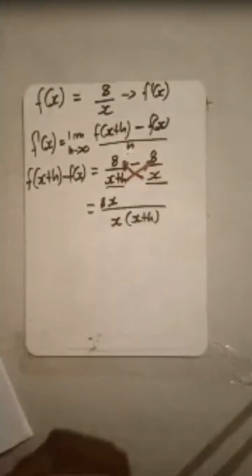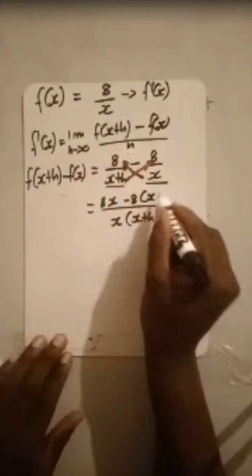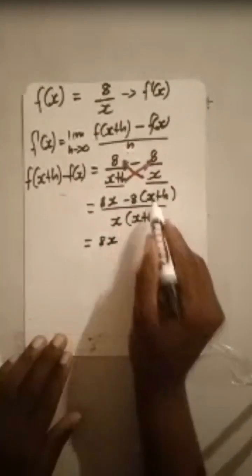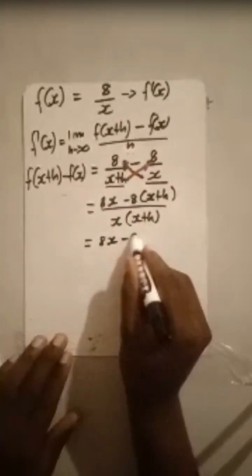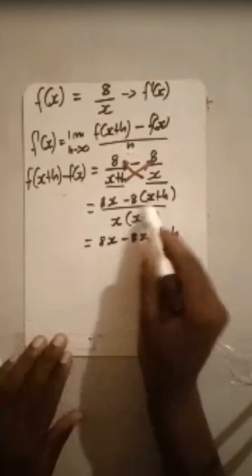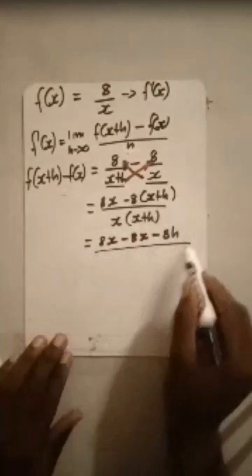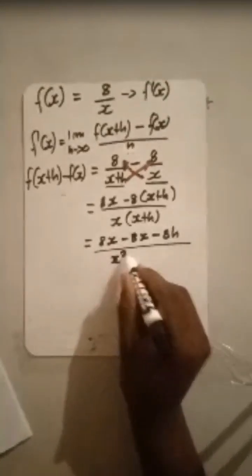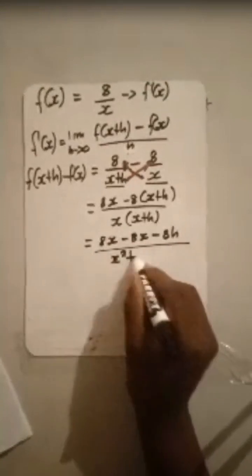The multiplication. Then don't forget that you are having negative 8 multiplying x plus h. So this is going to be 8x, then minus, multiplied by that, negative 8x, negative 8 multiplied by h, negative 8h. Right, I hope I didn't make a mistake there. Over, then down there, if you want to expand, you can expand. x times x, we have x squared. x times h, we have xh.